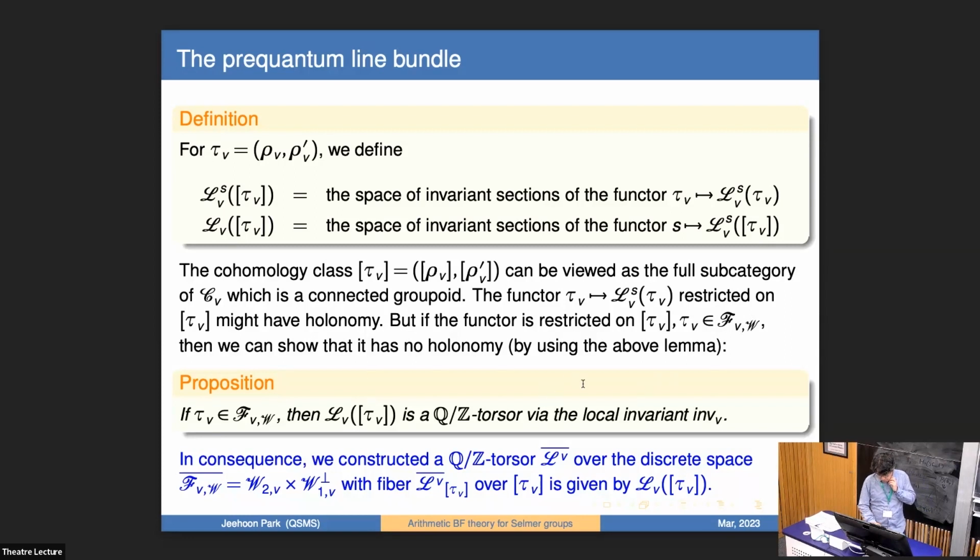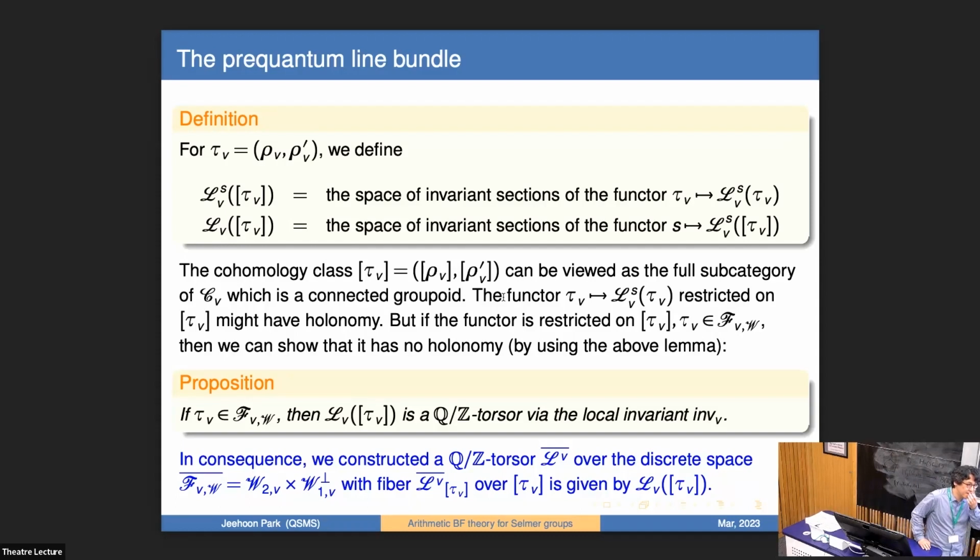So that's the proposition. Starting from the local Galois cohomology class, a pair of Galois cohomology classes, LV tau V is the Q mod Z torsor via the local map. And in consequence, we constructed a Q mod Z torsor over this discrete space. You don't have to worry about the topology. It's just a finite set.